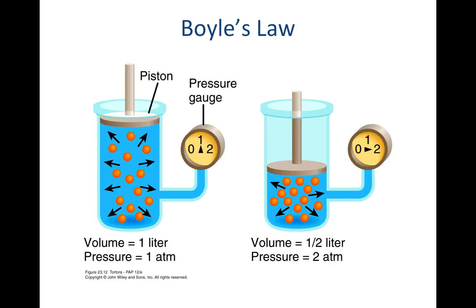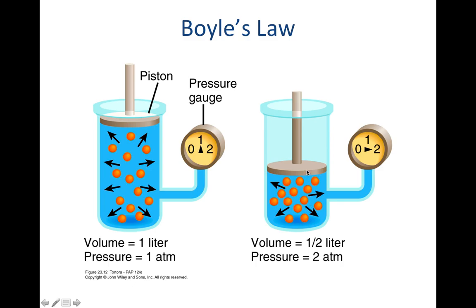So here is an illustration of Boyle's Law. You can see that we have some molecules in here. These are oxygen molecules. And in this space, they don't really have much movement area. There's not very many places they can go. And so this piston is pushing down, showing that this pressure is increased. Volume is 1/2 liter, pressure is 2 atmospheres.